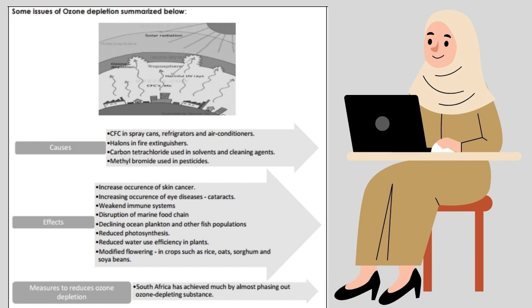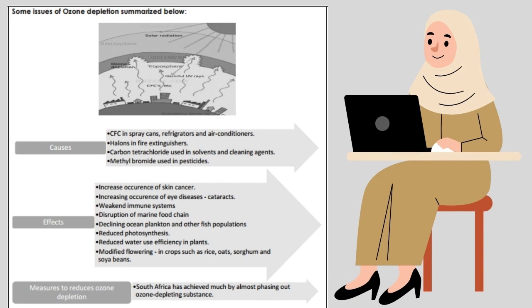Measures to reduce ozone depletion. South Africa has achieved much by almost phasing out ozone-depleting substances. What is the impact of the atmosphere on people and people on the atmosphere? The atmosphere provides us with oxygen and rain, which is vital for survival of all living organisms. The ozone layer protects Earth from the harmful ultraviolet rays from the sun.